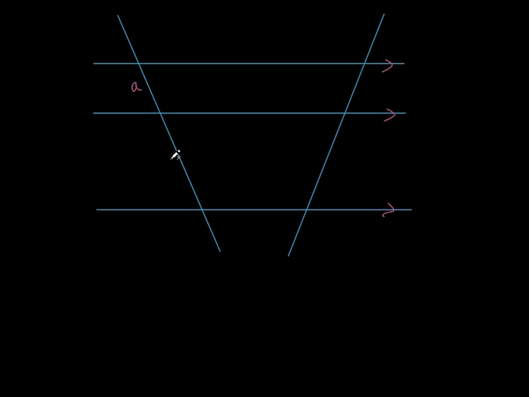Let's call this little segment A. Let's call this one B. Do you see where A is? It's from here to here. And then B is from this point down to this point. Then I'll call this C and D.